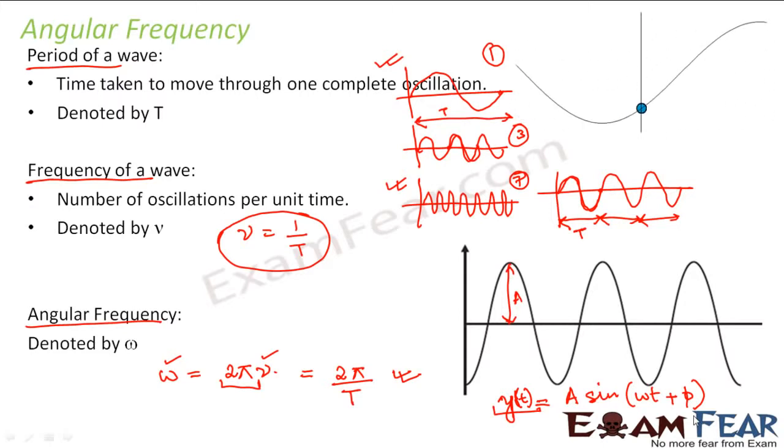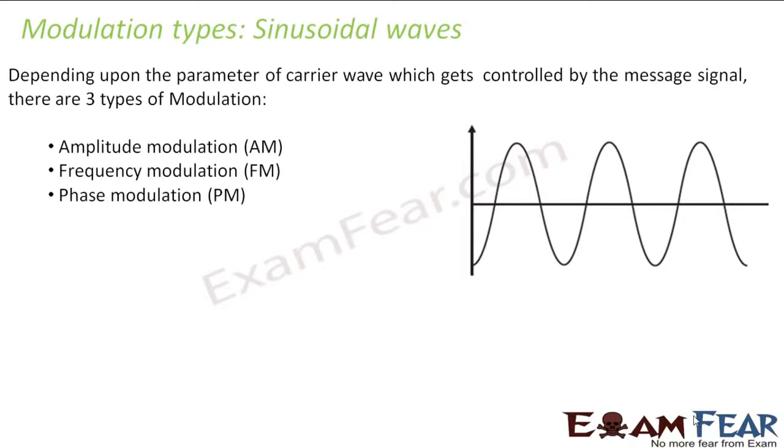Now that we had a recap of these parameters of the wave, let us try to see the different modulation types of sinusoidal waves. Depending upon the parameters of the carrier wave which we discussed, one of these parameters can be modified in the carrier wave. Depending upon which parameter is getting modified, we classify that modulation into a specific type of modulation. How the modification will happen is determined by the message signal. So, there are three types of modulation: amplitude modulation, frequency modulation, and phase modulation.